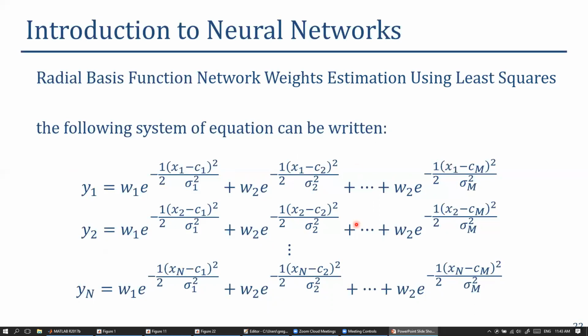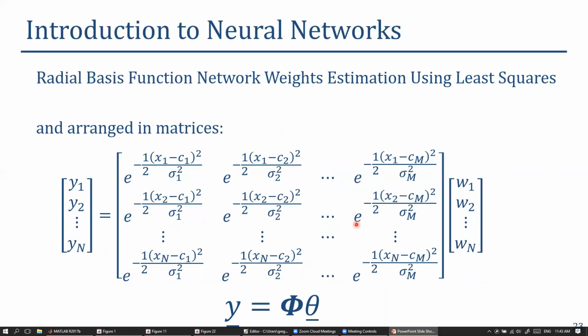If you do that, we can write the entire thing in matrix form. So the measurements on this side, and inside of the phi matrix, and the vector of parameters theta that we're looking for is here. Is this clear? You understand that? All right. So it's a matrix representation of the network.